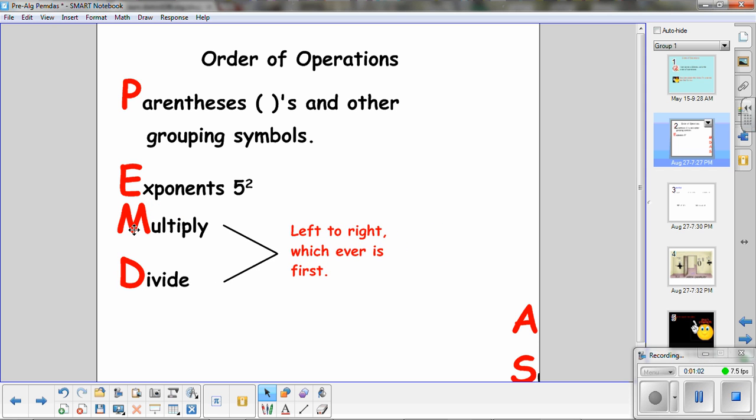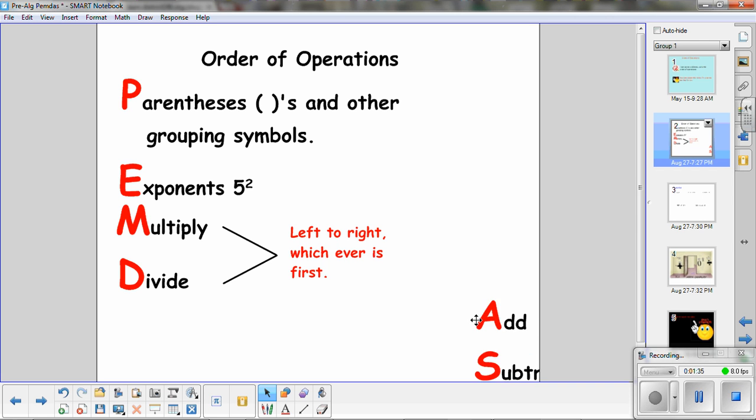The M and the D are grouped together because these two operations, multiplication and division, are done at the same time from left to right, whichever comes first. The mistake kids often make is they think multiplying has to come before dividing, and that isn't true. If division is in the problem before multiplication, you do the division first. If multiplying is in the problem before division, you do the multiplying first. You do whichever one of these two comes first in the problem, working from left to right.